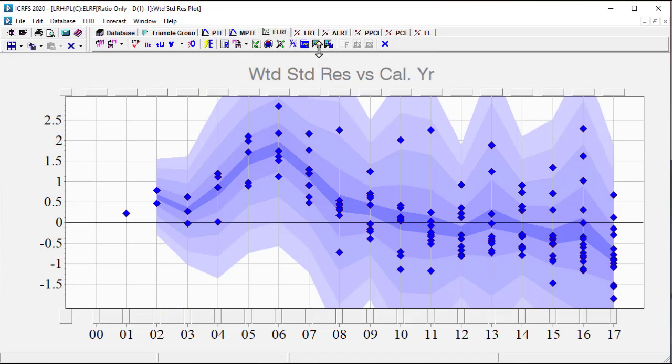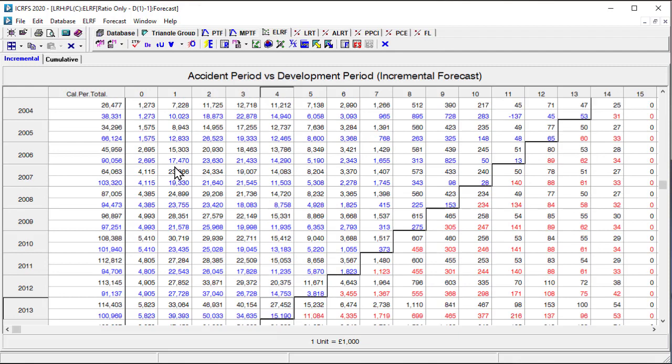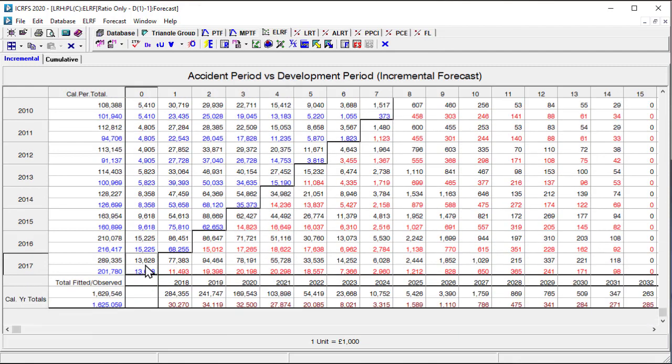Let's now run the forecast. Here we have the forecast table. For each of these numbers, the blue numbers are the observed values. Given this is paid losses, these are the payments that the company has actually made in each period in the triangle. The black numbers are the fitted model means from the regression equations. Red or burgundy numbers are standard deviations.